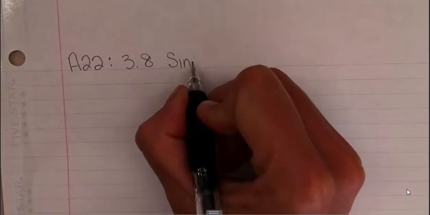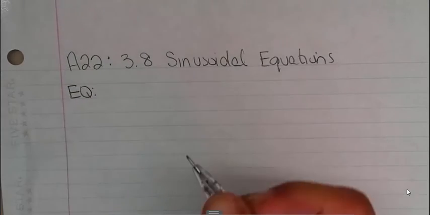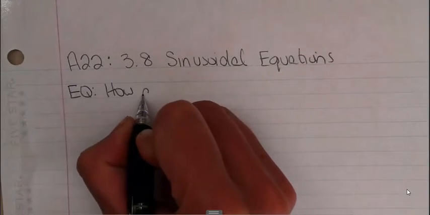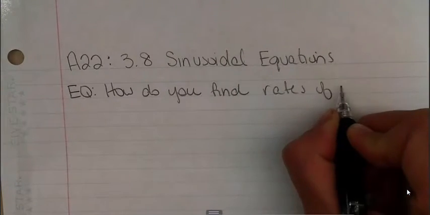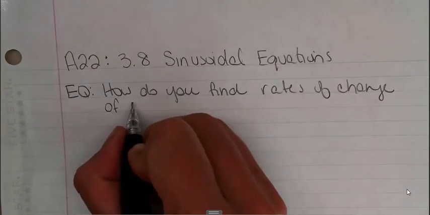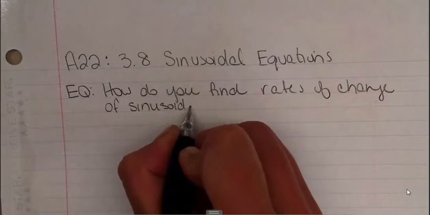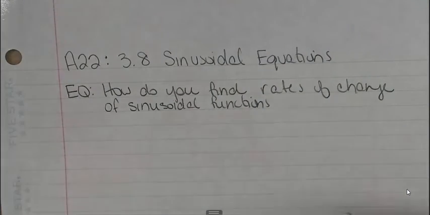Assignment 22, this is 3.8, sinusoidal equations. Your essential question: how do you find rates of change of sinusoidal functions in real-world problems?